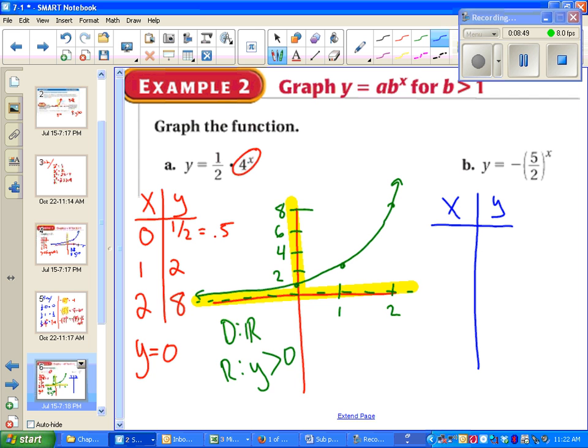So again, we plug in 0, 1, and 2. Anything to the 0 power is 1. Make it negative, negative 1. 5/2 to the first is 5/2. Make it negative. As a decimal, as we saw on the previous slide, go back if you need to. Plug in 2, you get 5 over 2 squared with a negative in front and as a decimal. Again, if you need to see where those decimals or fractions came from, go back to the previous slide.